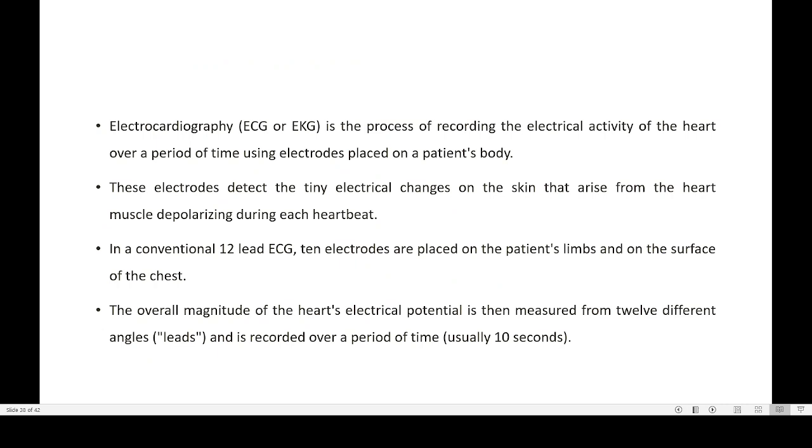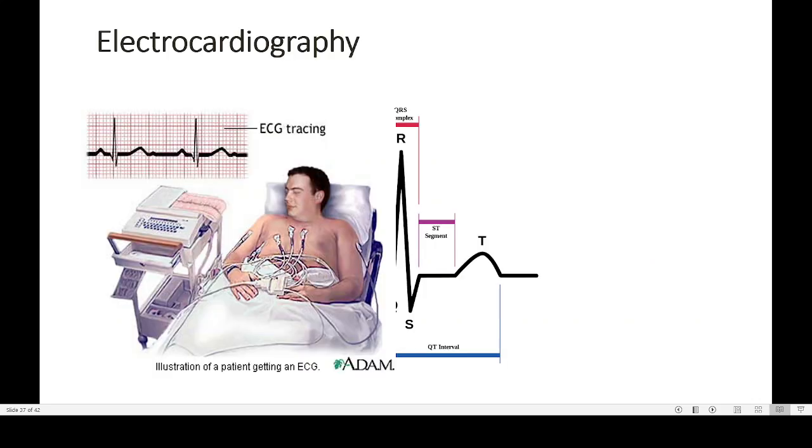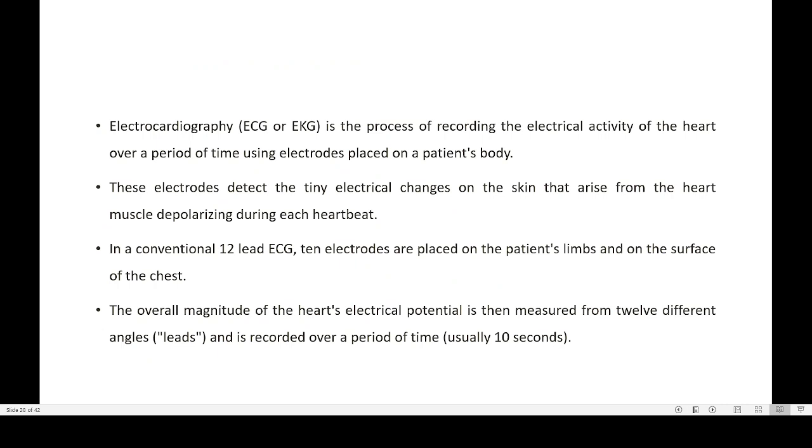The overall magnitude of heart electric potential is then measured from 12 different angles, that is, from 12 different places on the body of the patient. The instrument is obtaining the electric current, and that will give an overall idea of how much electricity is produced by your body, and that will be recorded over a period of time. Usually this recording is up to 10 seconds. So every 10 seconds we are recording the electrical activity.